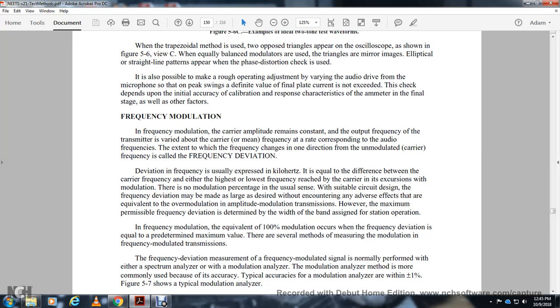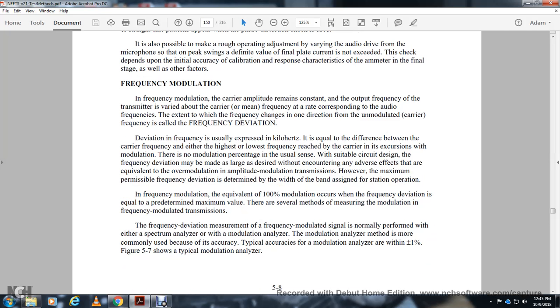No modulation percent is usually sensitive to suitable circuit design. Frequency deviation may be made the largest desired without encountering any of the adverse effects equivalent to over-modulation in amplitude modulation transmission. However, the maximum permissible frequency deviation is determined by the width of the band designated by the standing operation. Frequency modulation equivalent to 100% modulation is the frequency deviation equal to the predetermined maximum value. The method of measuring the modulation in frequency modulation transmission.